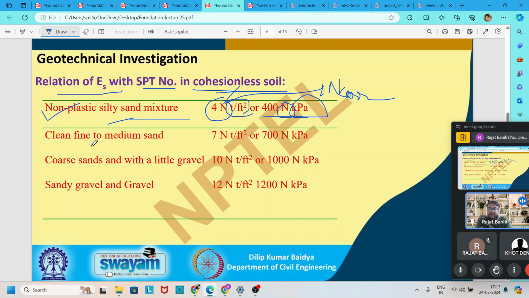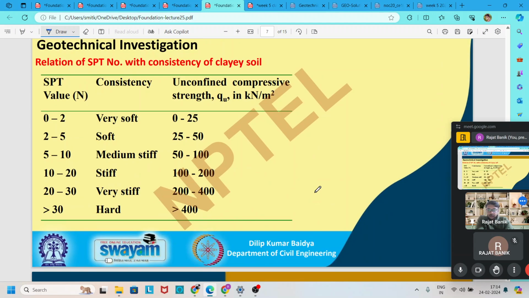Then for clean sand to medium sand, it becomes 700 times N. For coarse sand with a little gravel, it becomes 1000 times the N SPT number. For sandy gravel and gravel, it is 1200 times the SPT number.